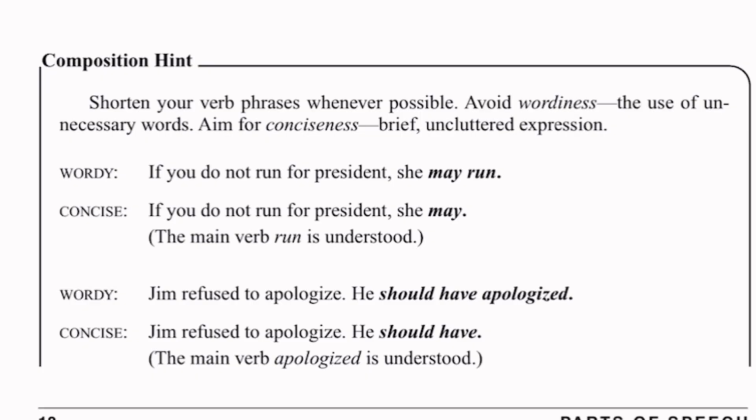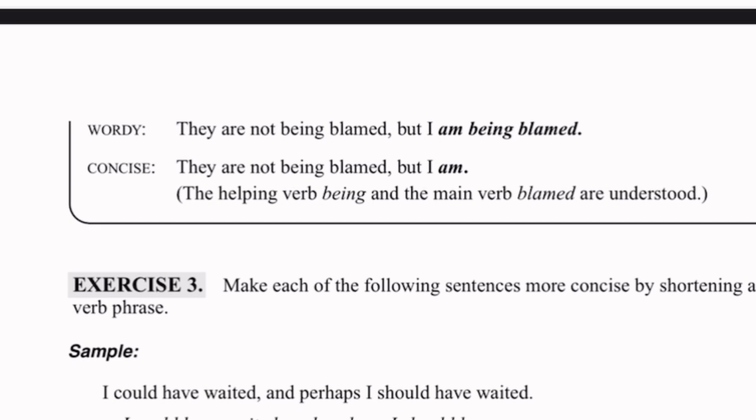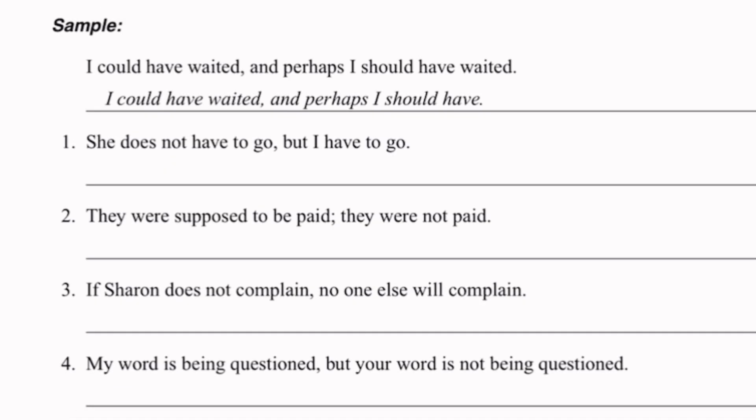Jim refused to apologize. He should have apologized. Jim refused to apologize. He should have. We understand that apologize is the main verb. They are not being blamed, but I am being blamed. They are not being blamed, but I am. So I want you to pause the video once again, and try to make these sentences more concise by shortening the verb phrase.